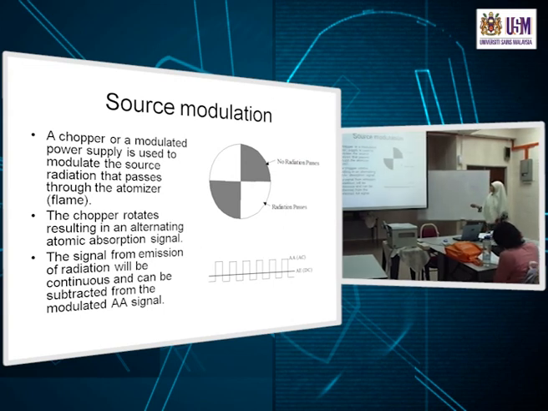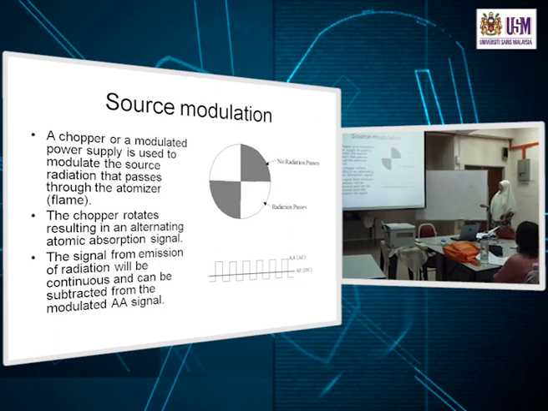And what we get is then a chopped beam. When it passes through the transparent parts, light gets through, and when it hits the opaque parts, it is blocked. So the light from the source is now an alternating light source. You have on, off, at a certain frequency which depends on the frequency of the chopper. So this is done by a mechanical chopper. The other way is to modulate the power supply, because modulating the power supply makes the light come at a frequency.